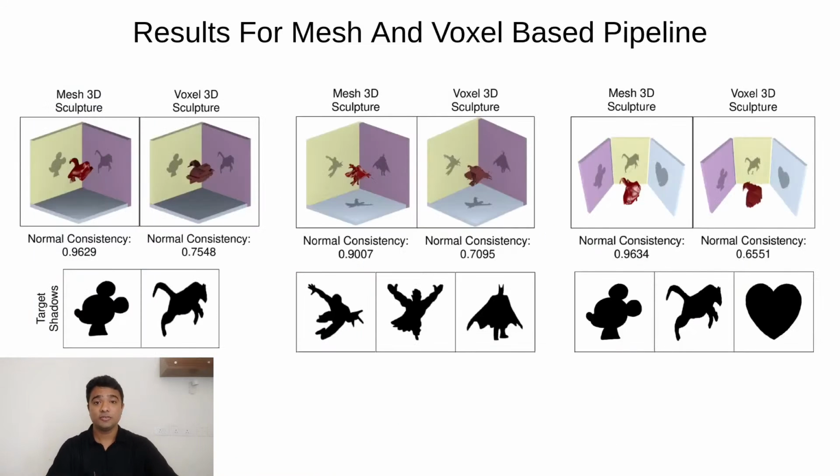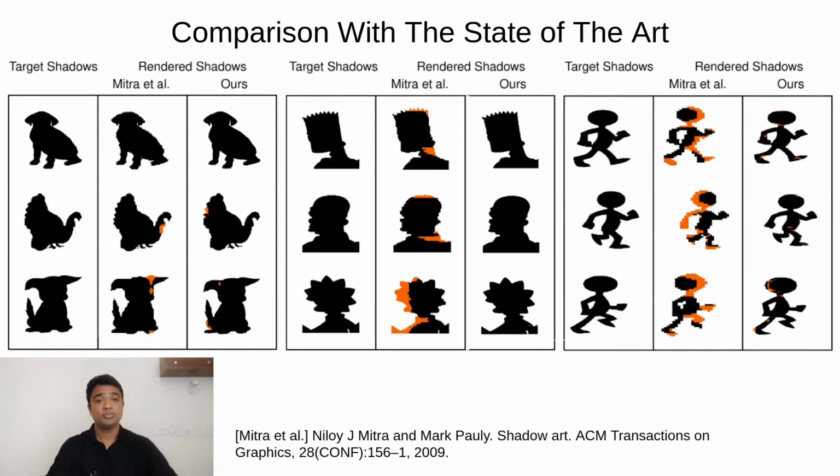Here are some results of our mesh as well as voxel-based optimization pipelines for different shadow configurations. We also simulate the artistic effects that the optimized sculptures are capable of generating using Blender. We compare the results of our voxel-based optimization pipeline and the voxel-based optimization tool presented by Mitra et al. The error is represented in orange pixels. Our method generates more accurate shadows even without applying any form of deformation on the target shadow images.